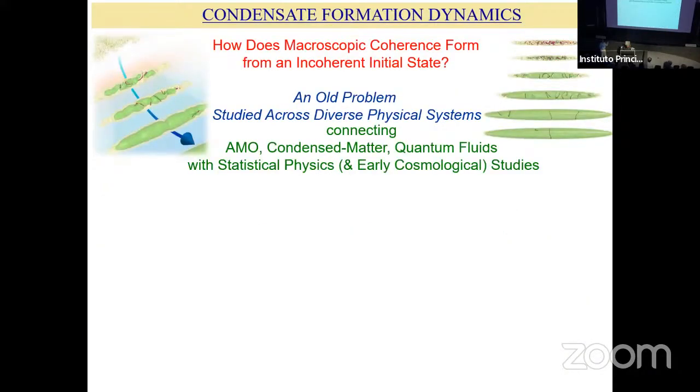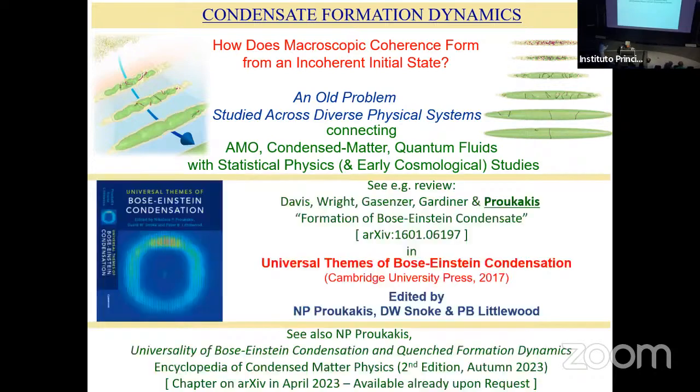So in principle, I want to answer one question. It's a very general question. We start with something which has no coherence, and we want to form something that has coherence. How does that happen? And how does that happen in a dynamical way? This is really the question I want to address here.